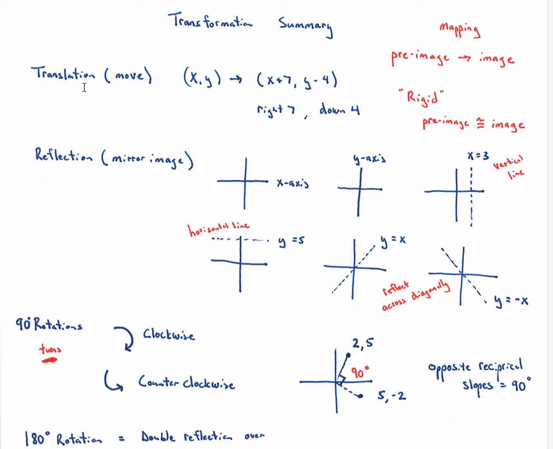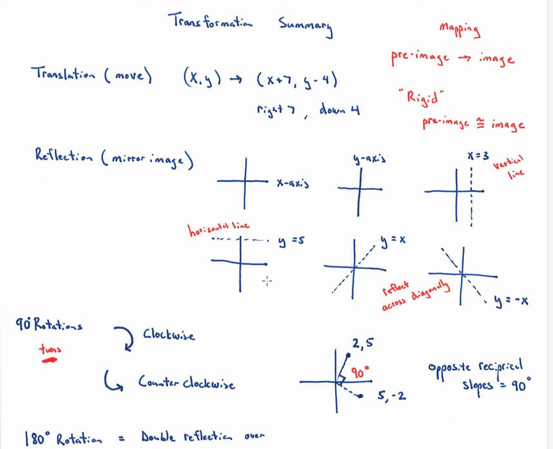So translations are the easiest ones. They're just moves. When we talk about a reflection, we're talking about the mirror image. And really, there are only 6 kind of ideas that we can do. We can take an image and reflect it over the x-axis, which is this. We can reflect it over the y-axis, which is vertical. We could reflect it over a random vertical line, for example x equals 3. x equals 3 would be this line. All the x values are 3, so it's the line.